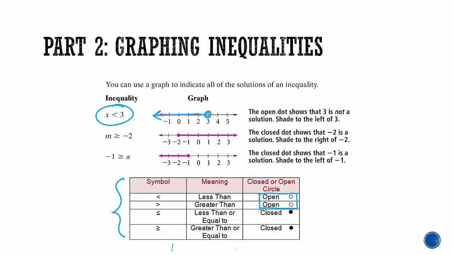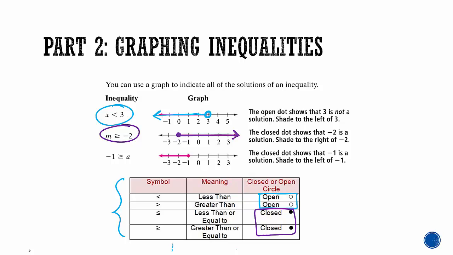And then if you have the less than or equal to or greater than or equal to, you draw a closed circle. Like this one up here, you're saying I want all the m's, or all the numbers, that are greater than or equal to negative 2. So we're okay with it being negative 2, and then anything bigger.